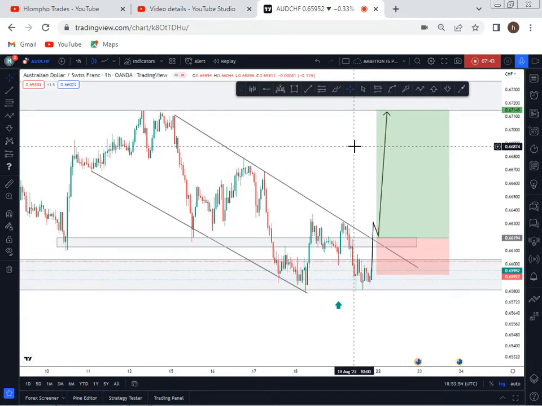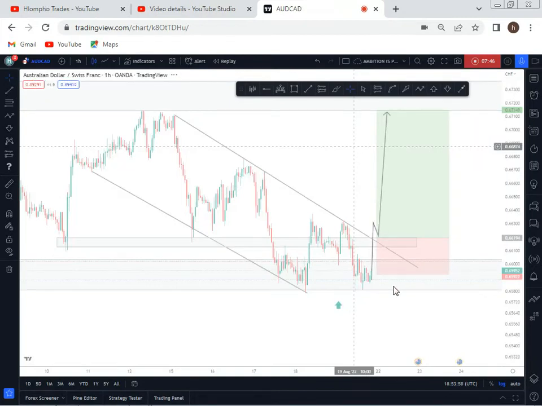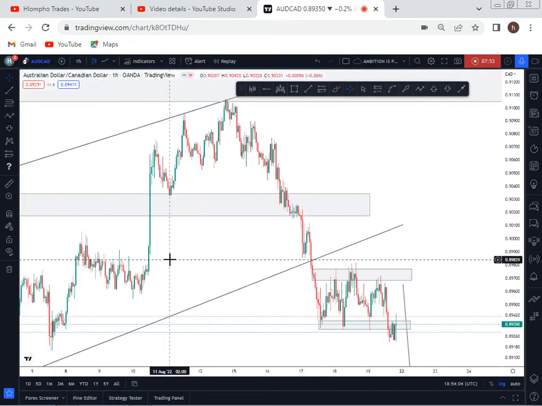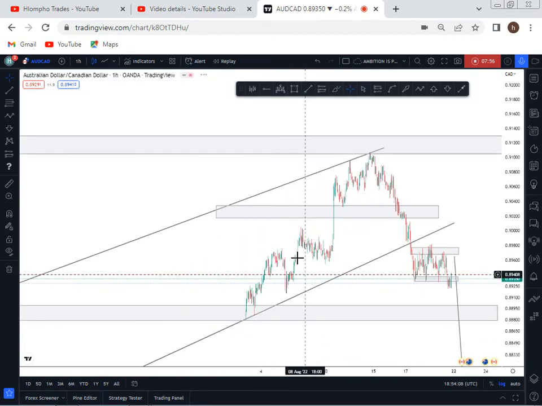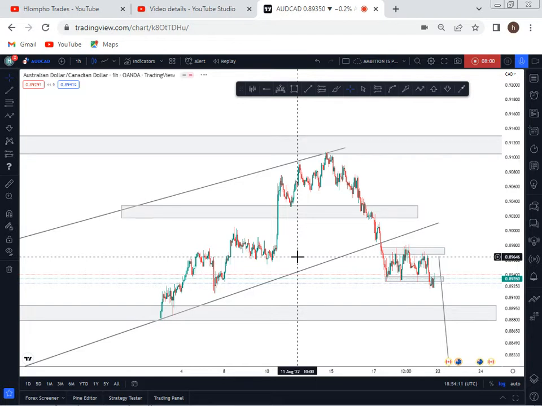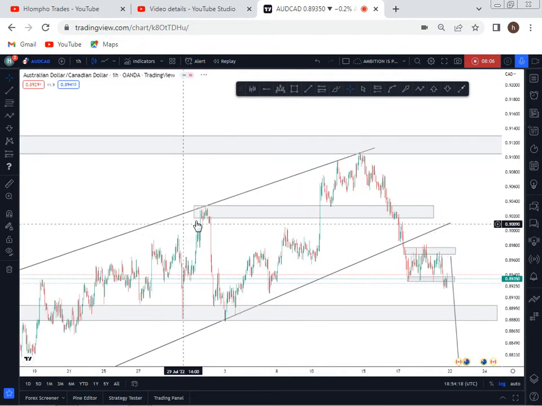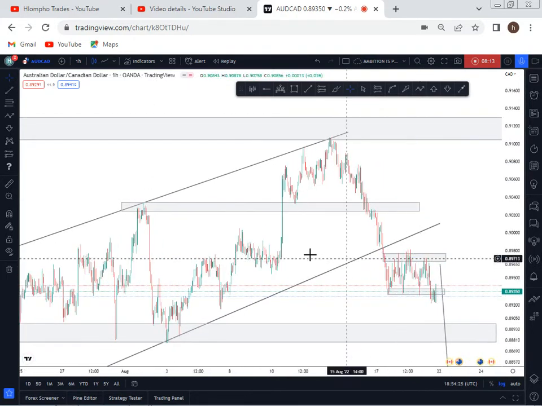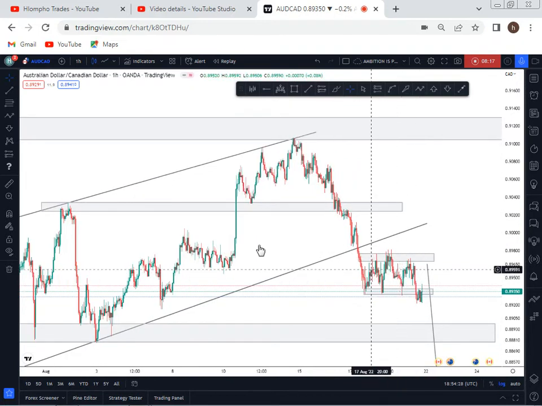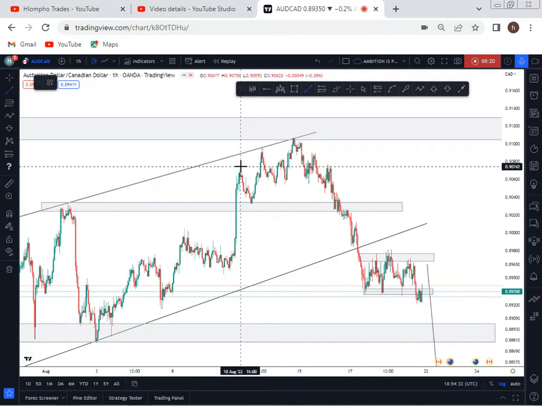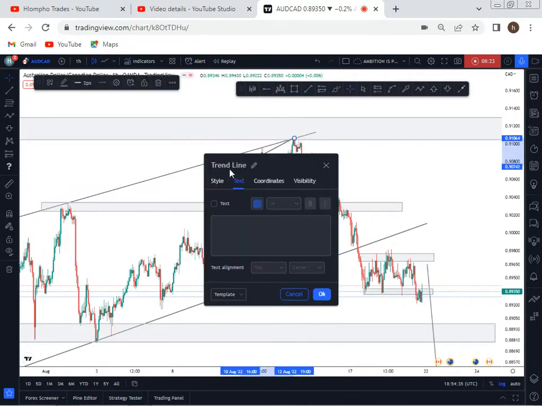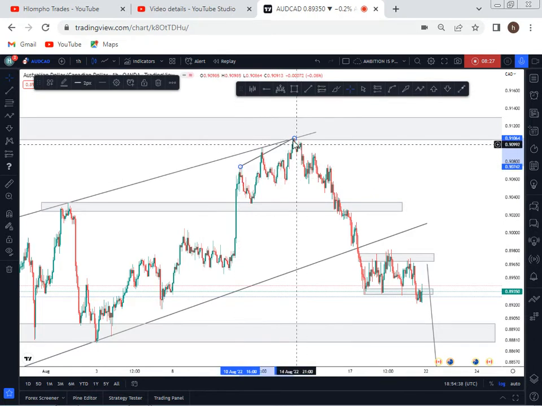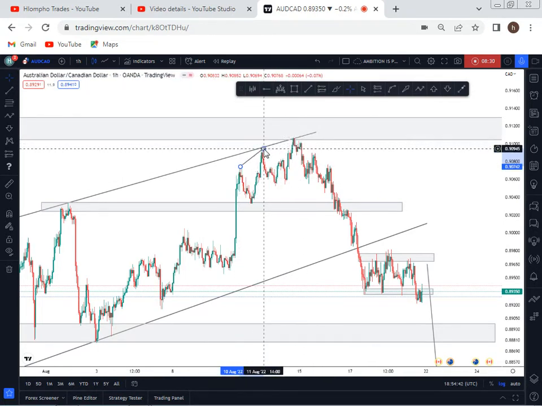So moving into another currency pair, we have AUD CAD. If you are aware, guys, AUD CAD was moving in a manner of, let's say, if you could check AUD USD, guys, you will see that it looks the same, because it was moving in the same direction, guys.